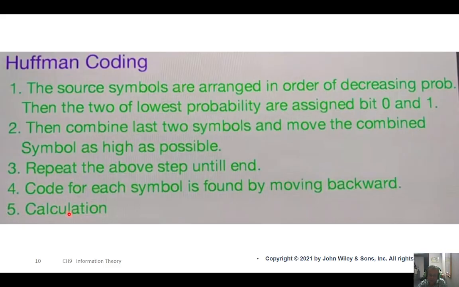Whatever steps I have written here, I am not explaining in detail, but if you go through the two QR codes I gave in the previous slide, or when we cover it in the class, you will get the idea of how Huffman coding is actually done using the pen and paper method.